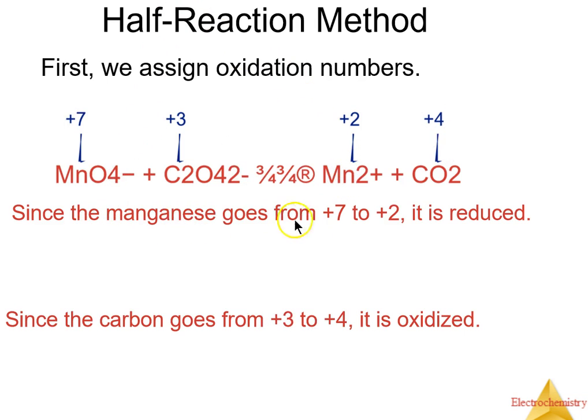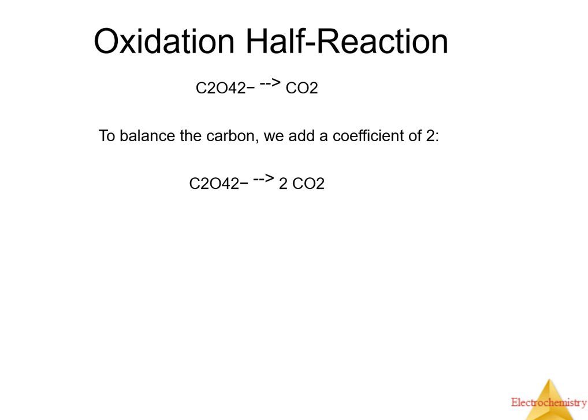Since the manganese goes from +7 to +2, it's reduced, which means it's made to be more negative. Now, I know it's +2, but +2 is closer to negative than +7. Oxidized means it becomes more positive, and it did that, +3 to +4. Okay, so we're going to write out these two half reactions.